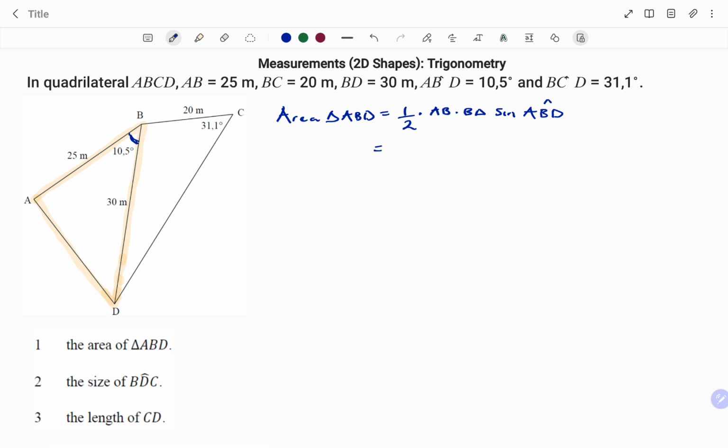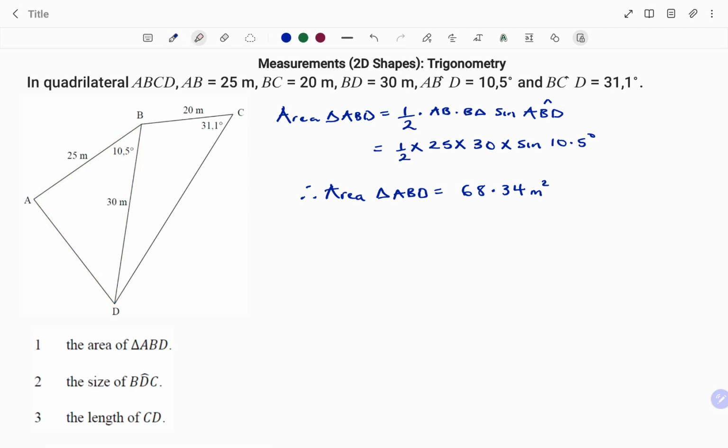Therefore, area of triangle ABD equals half times 25 meters times 30 meters times sine of 10.5 degrees. Therefore, the area of triangle ABD equals, if you punch that in, 68.34 meters squared to 2 decimal places.